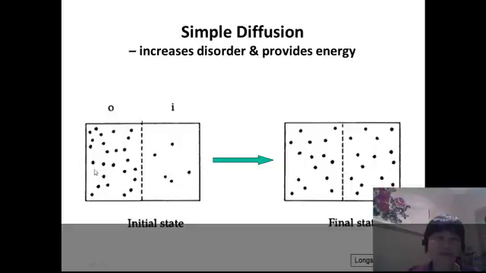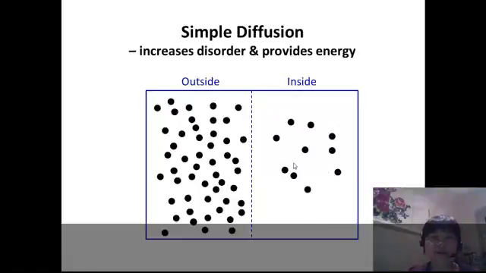The start point is on the left side, which is outside the cell. A certain type of molecule has a much higher concentration than the right side, which is inside the cell. That is the initial state. After a certain time it reaches the final state, and as you can see, in the final state the two sides have the same concentration.